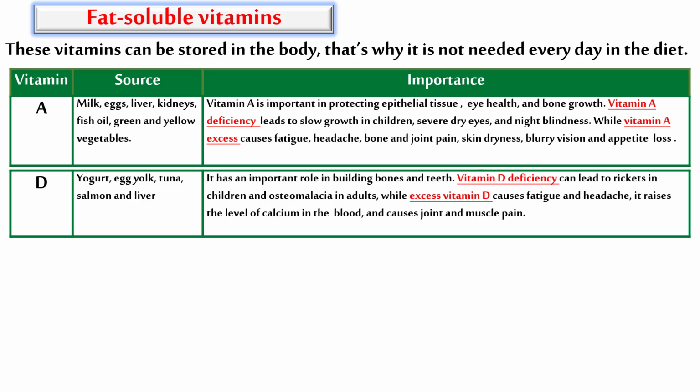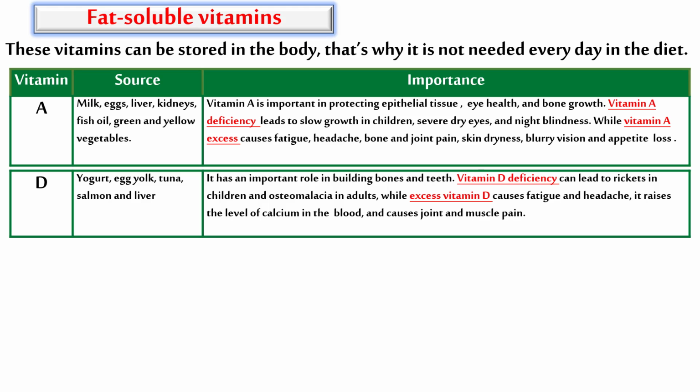and liver. Vitamin D has an important role in building bones and teeth. Low intake of vitamin D can lead to rickets in children and osteomalacia in adults, which is bone softening, while excess of vitamin D may cause headache, fatigue, and increase the level of calcium in the blood.